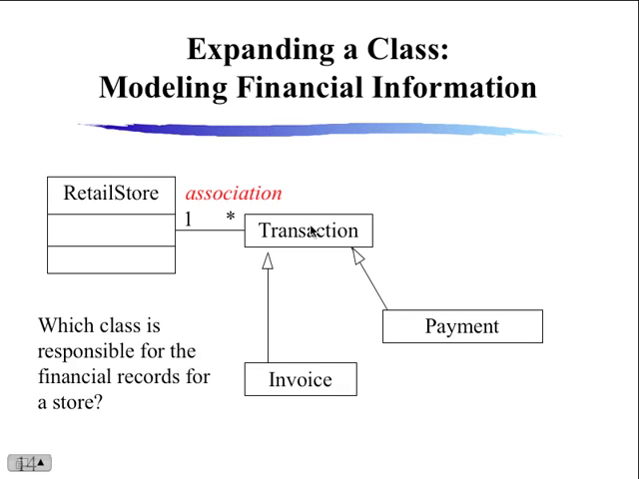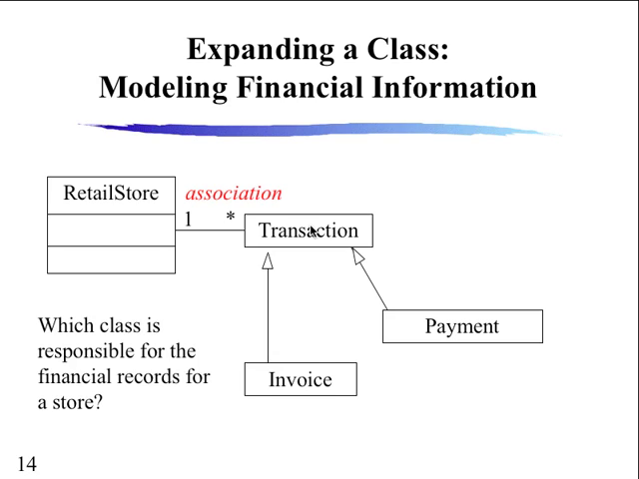Well, the transaction usually occurs at the retail store, and it involves a payment and an invoice, perhaps. So which class is responsible for the financial records for the store? Well, the diagram doesn't actually show you. So you could add something in there, or specifically specify. The point I'm trying to illustrate is that it depends on what you're trying to show in the diagram as to what level of detail you're going to put in the diagram.